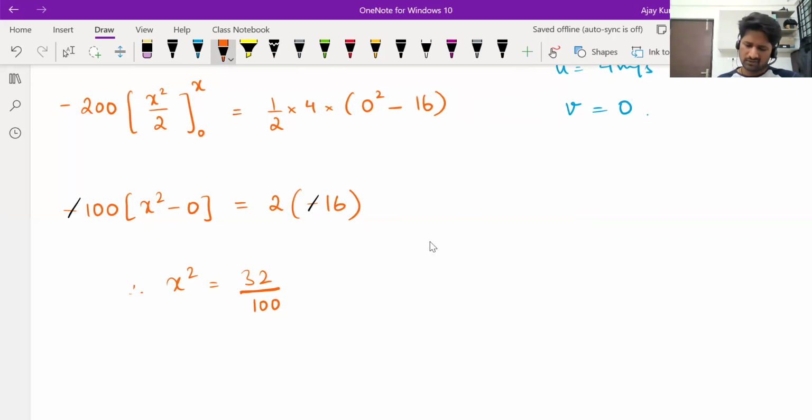4 by 5. Okay, we'll just simplify this. This is 4 into 8. This is 4 into 25. Okay, so x square is 8 by 25. From that, you can get x as root 8 divided by 5. Root 8 is 2 root 2 divided by 5, which is same as 4 by 5 root 2 also. It's the same thing. Okay, and this answer is in meters.